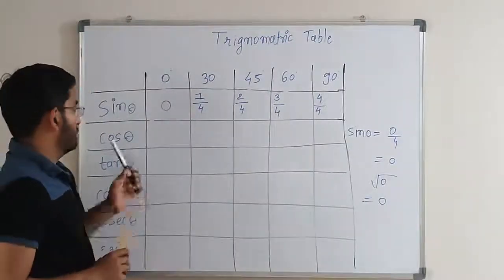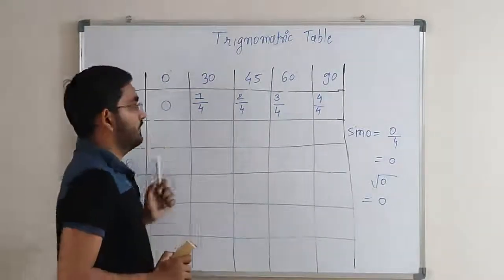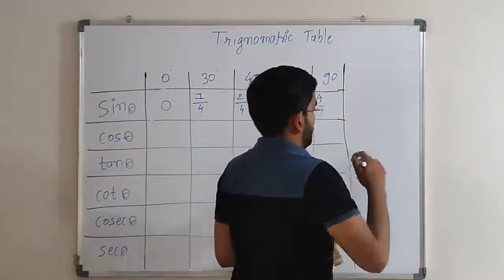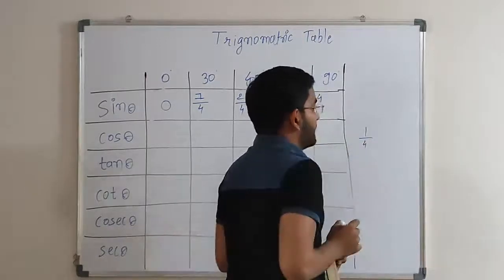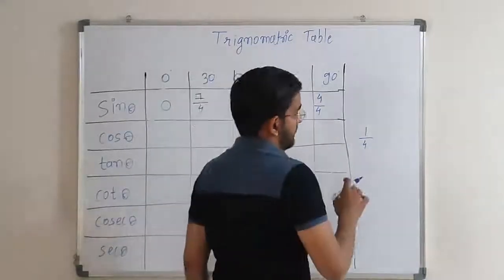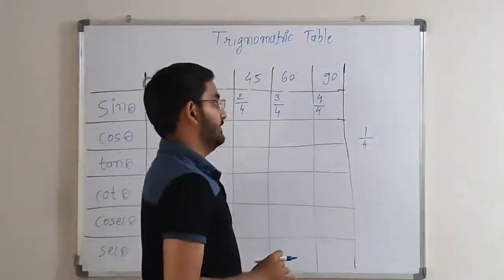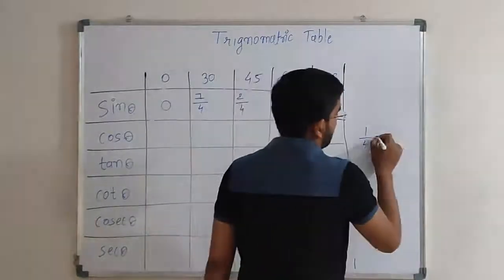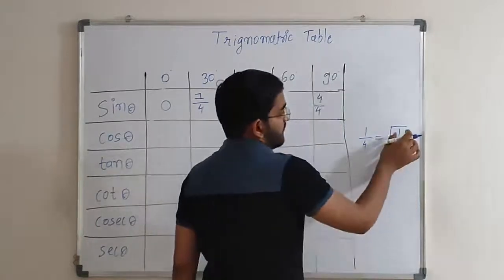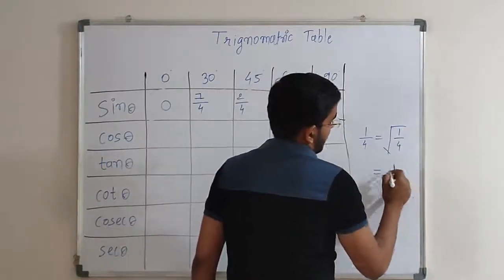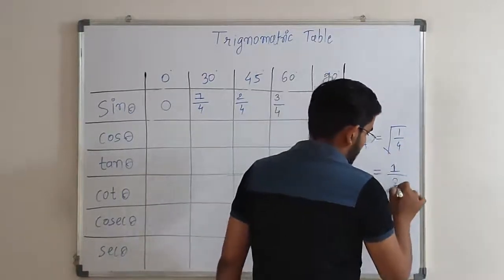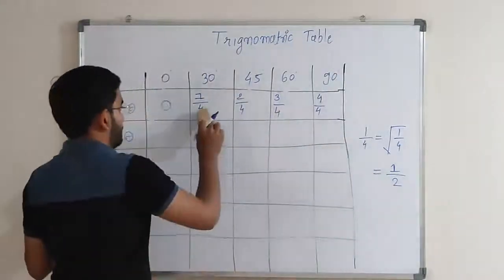Now sin 30, it will be 1 by 4. 1 by 4 cannot be simplified by a natural number, so we keep it as it is, and then we take the square root of 1 by 4. The square root of 1 is 1 and the square root of 4 is equal to 2. So the answer is 1 by 2.